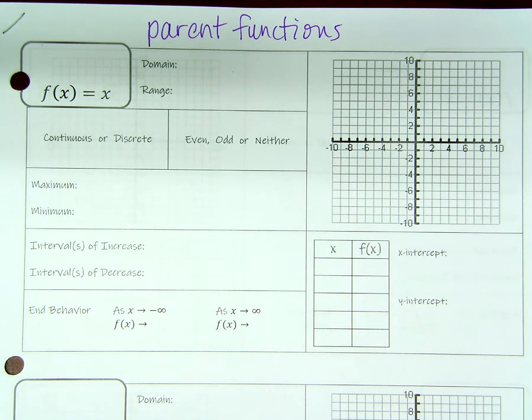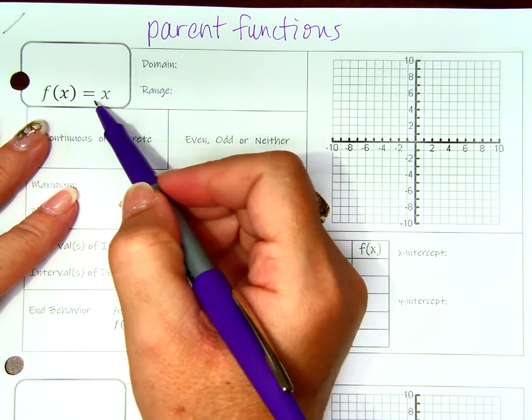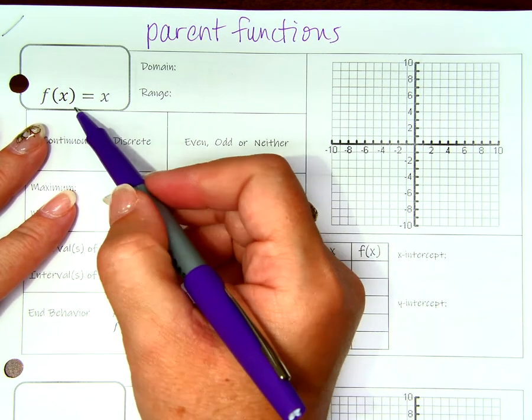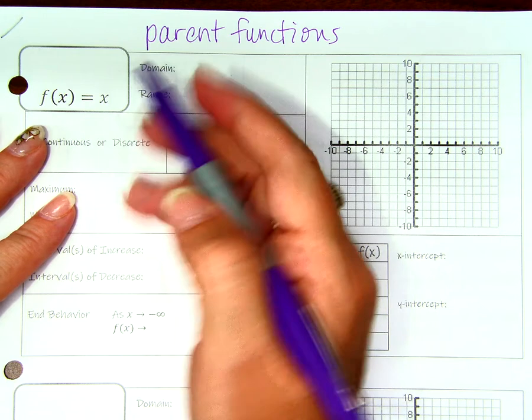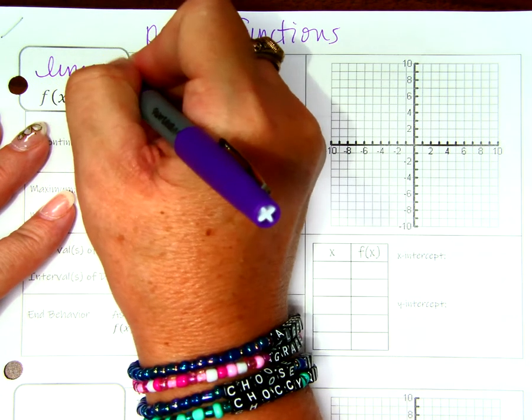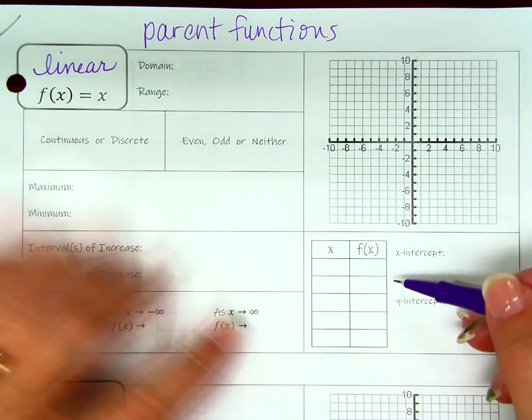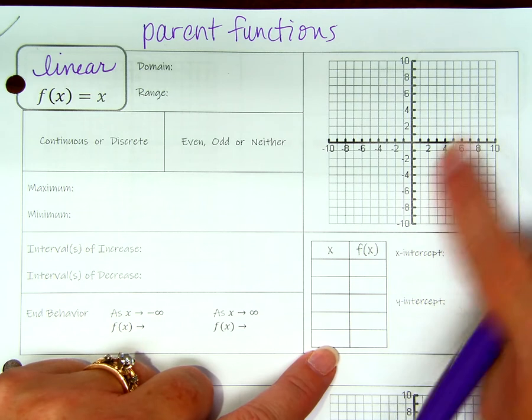Okay, let's check and see what happens. First of all, let's give it a name. Do you know what kind of a function this is? Linear. It's a linear function. If it's a linear function, what shape does it make when you graph it? A line. So we're going to jump over here to the table and the graph first.